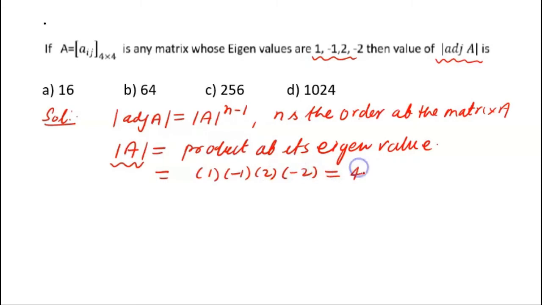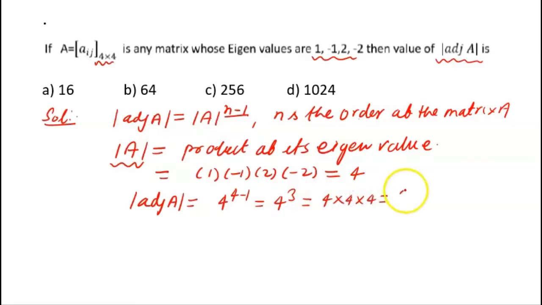So this will be equal to plus 4, minus will become plus. And then we have to calculate determinant of adjoint of A. So this is 4 to the power n minus 1. So the n is the order of the matrix, that is 4. So 4 to the power 4 minus 1, that is 4 to the power 3. So 4 to the power 3 is 4 into 4 into 4. So 16 into 4 is 64. So the correct answer is B. So this is a good quality question because here we have used these two concepts and this can be separately asked also. So keep this in mind.